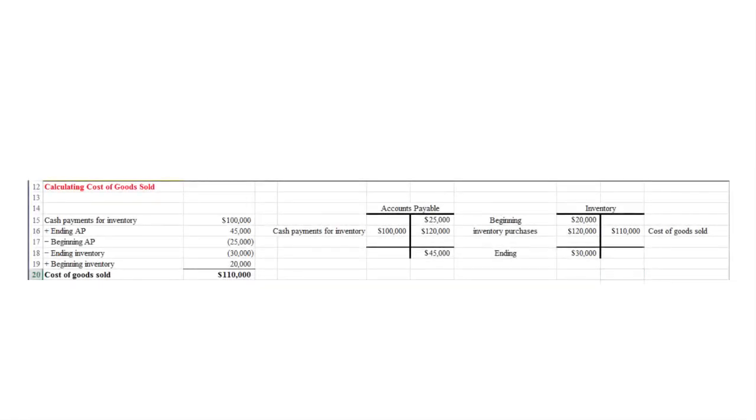We then take a look at our next item, calculating cost of goods sold. We have cash payments for inventory of $100,000. The ending accounts payable were inventory bought, but we won't pay for until next year. We then subtract accounts payable at the beginning of the year. Those were paid this year, but they really related to inventory bought a year ago. We take the ending inventory and we subtract it out because that's items that haven't been sold yet. The beginning inventory is added in because those items are presumed to have been sold. And we now have cost of goods sold of $110,000.